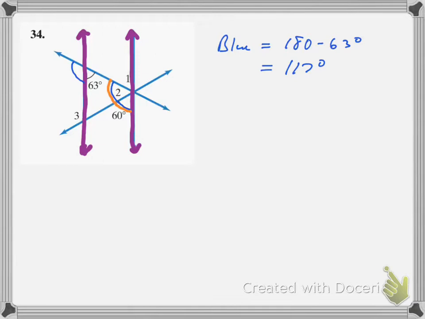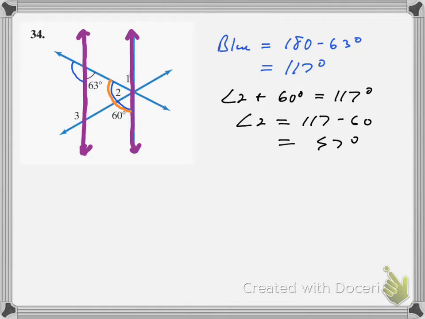So now I know in orange here that this angle plus that angle add up to 117. So I know that angle 2 plus 60 degrees add up to that blue angle, 117, because of the parallel line situation. So that means angle 2 is equal to 117 minus 60. Okay, and that's 57 degrees. So I have angle 2.